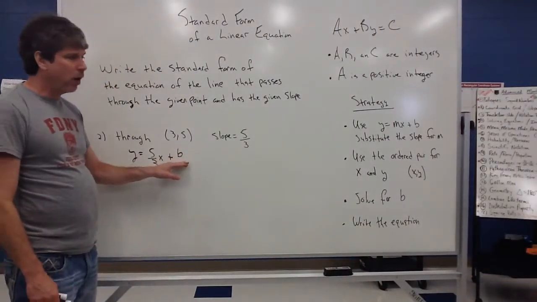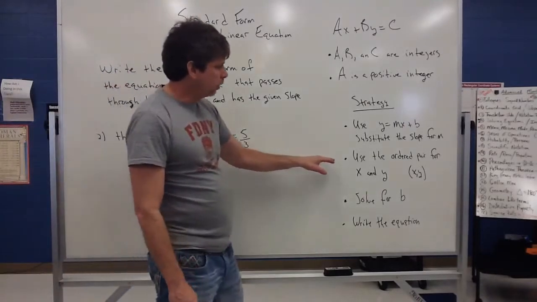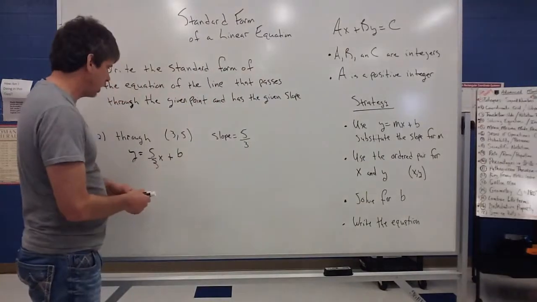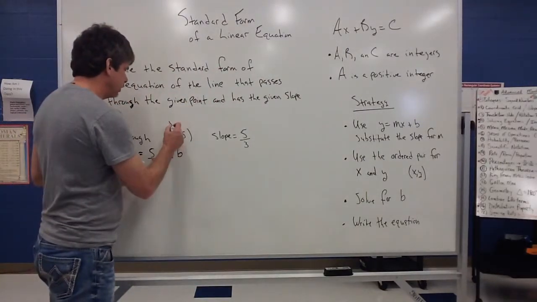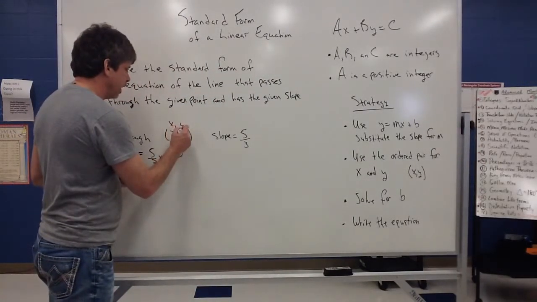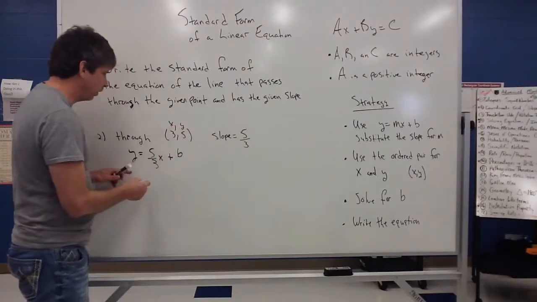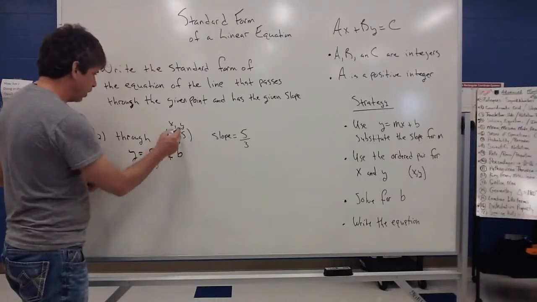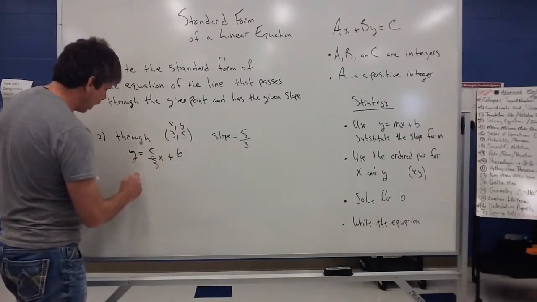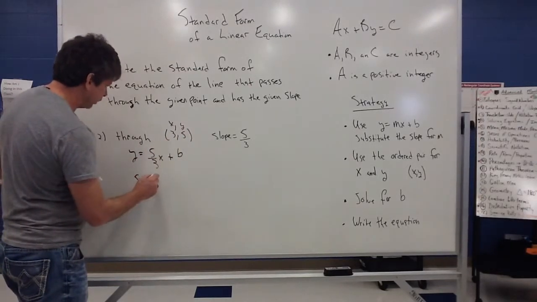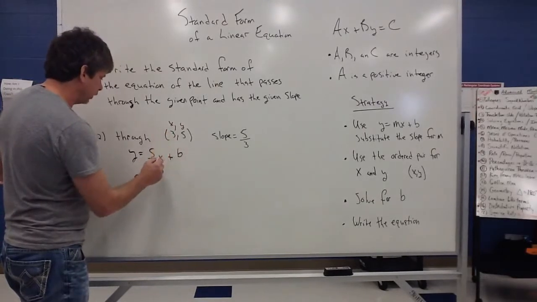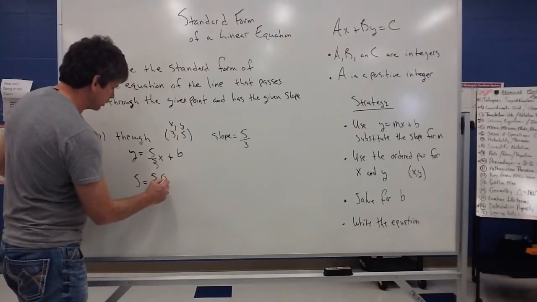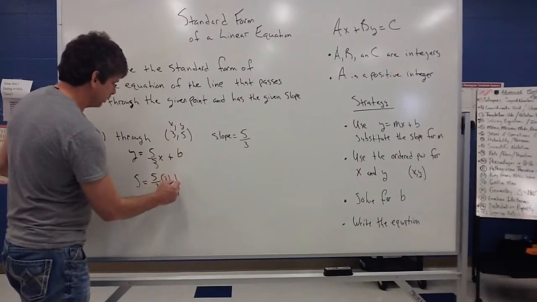Now we still need to find the y-intercept. So what we're going to do next is use the ordered pair for x and y. Remember, in that ordered pair, this 3 is an x value and this 5 is a y value. So down in my equation, I'm going to replace the y with a 5. It's equal to, then, I'm going to replace that x with a 3, so I'm going to have 5/3 times 3, and then I have my plus b.